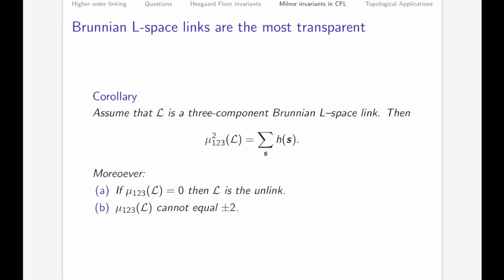The formula can be simplified a great deal if you consider L-space links, and if you consider links that are Brunnian, or both. So a Brunnian link means that the sublinks are trivial, kind of like the Borromean rings. If L is a three-component Brunnian L-space link, then the square of the triple linking number is just the sum of the h function, not even h prime, just the plain h function. This is as simple as the formula gets. And moreover, if the triple linking number is 0, then L has to be the unlink, and it can't ever be equal to plus or minus 2. So the formula becomes very nice in these cases.